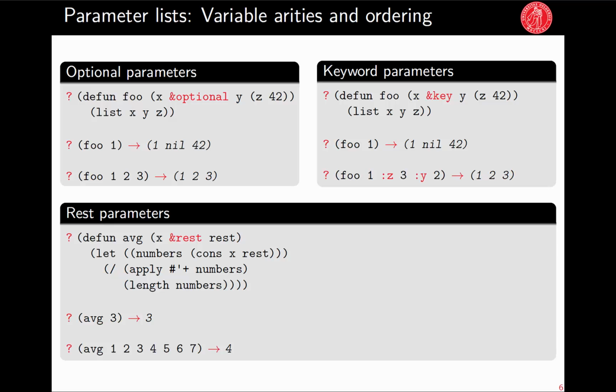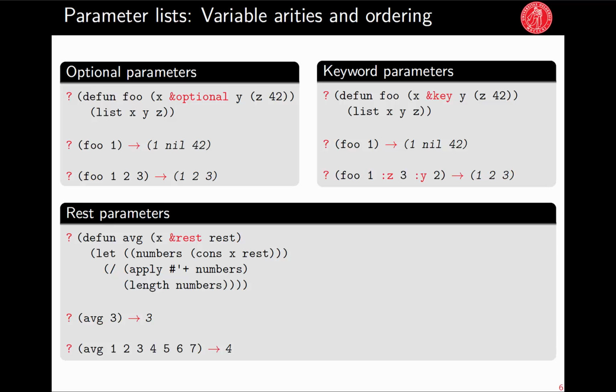So we'll go through the function body, but first you can see the calling examples here. If we call average on 3, it returns 3. If we call it on 7 arguments, it returns the average of that. So let's see what's going on in the function body here. We have a let expression for introducing a local variable, numbers, and we bind that to the result of simply consing x onto this list of whatever other arguments are given in.